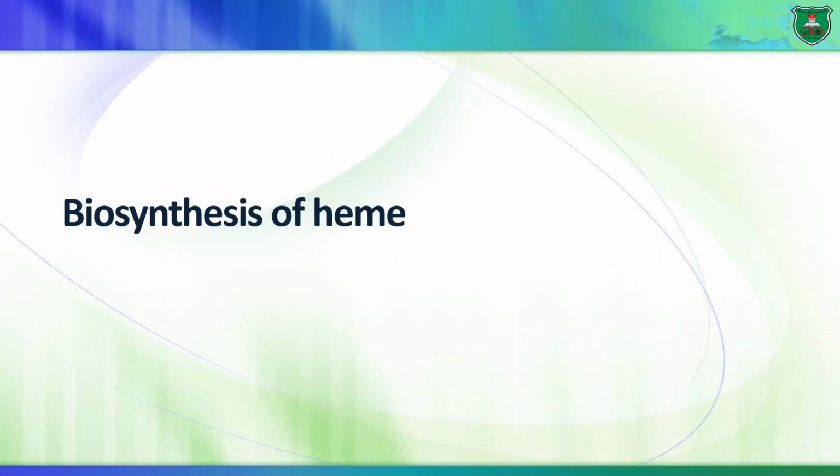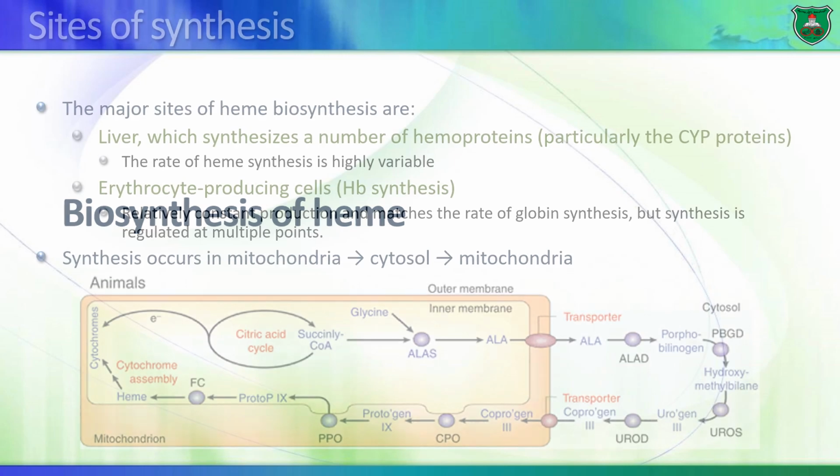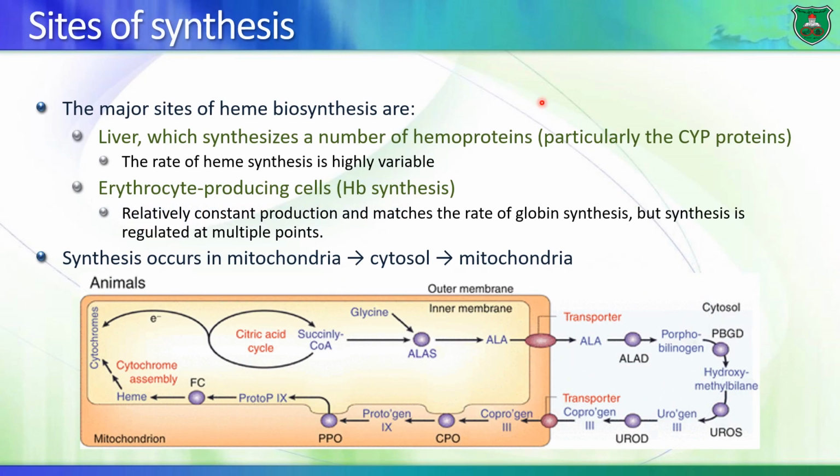Now, let's start talking about synthesis of heme. There are 2 major tissues responsible for the majority of heme synthesis: the liver and erythrocyte producing cells. In the liver, heme is used for production of hemoproteins such as cytochrome P450 enzymes. The rate of heme synthesis is highly variable depending on the presence of certain drugs or as needed. On the other hand, in erythrocyte producing cells, the production of heme is constant.